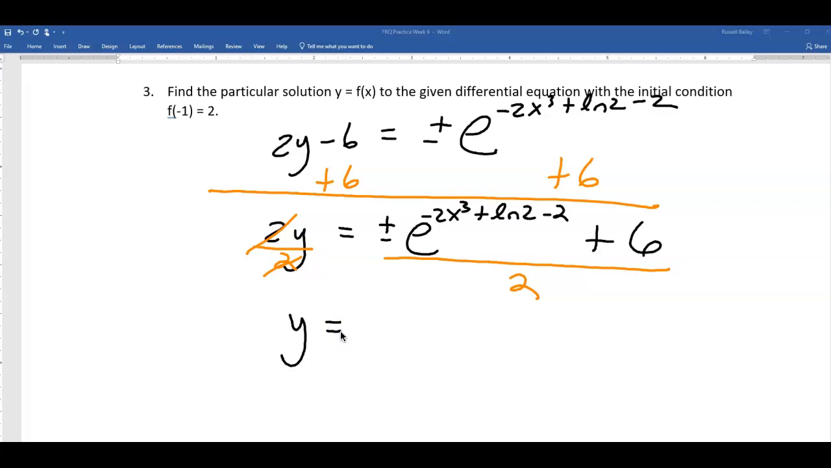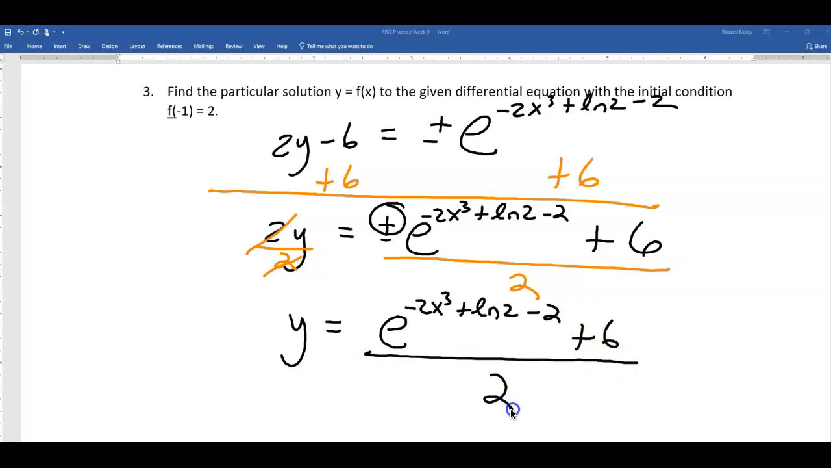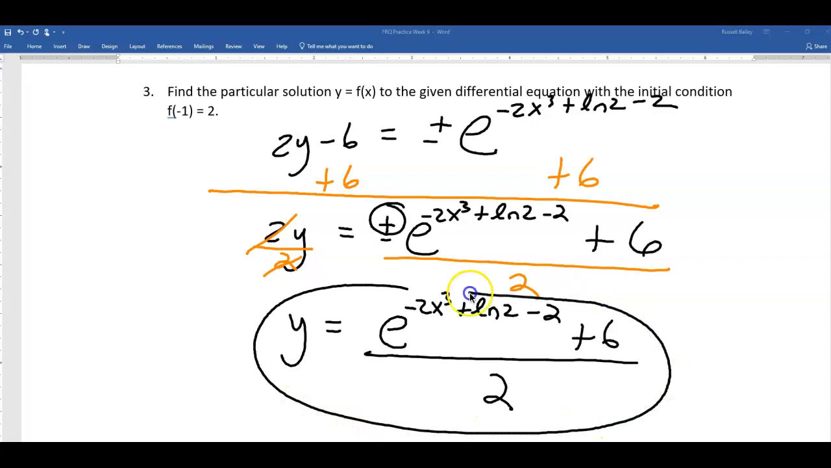Now, what do you guys think? Positive or negative answer? Yep, so we're going to go with the positive one. So I'll circle that. And here's my final answer. Maybe draw an arrow to this if you didn't know why we circled the positive one. Since our y value is positive, we would expect it to be positive.